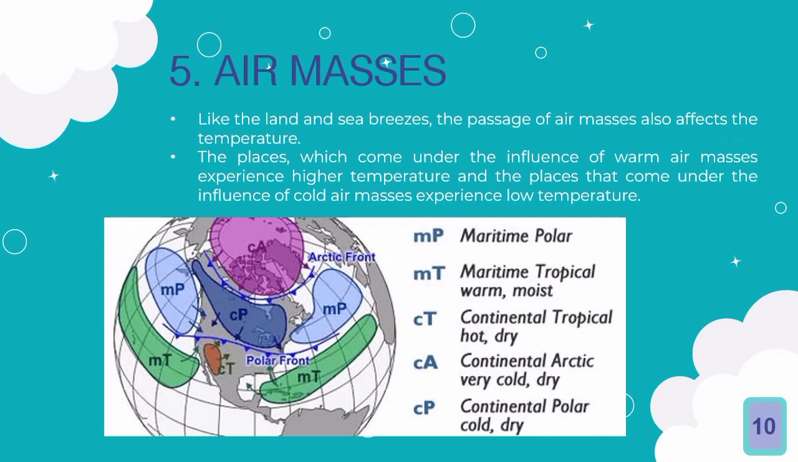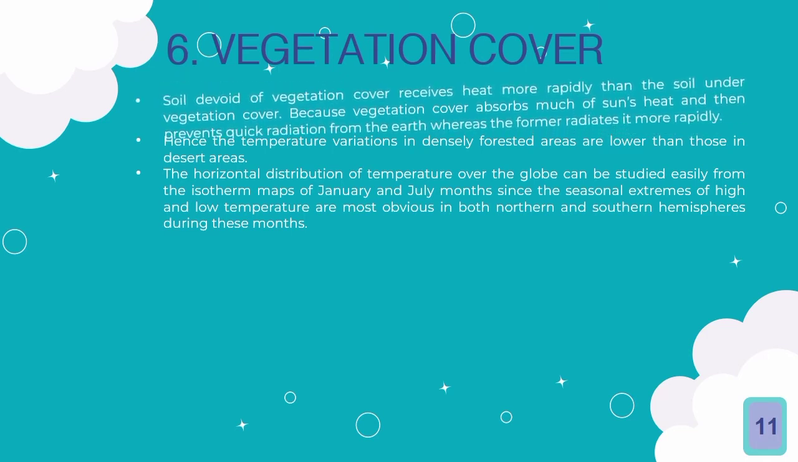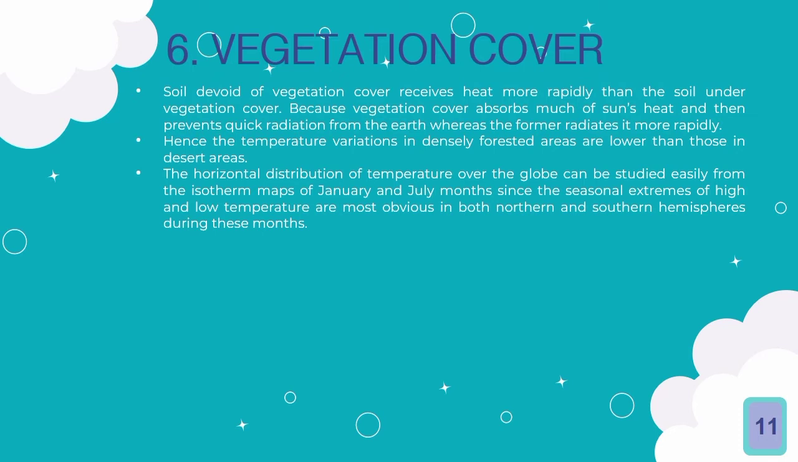Number 6 is the vegetation cover. Soil devoid of vegetation cover receives heat more rapidly than the soil under vegetation cover, because vegetation cover absorbs much of the sun's heat and then prevents quick radiation from the earth, whereas the former radiates it more rapidly. Hence, the temperature variations in densely forested areas are lower than those in desert areas.